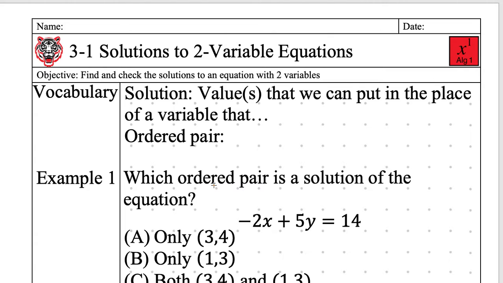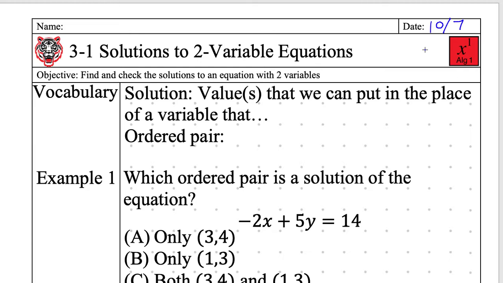All right, so we're in Algebra 1. We have a new seating chart, a new unit, lesson 3-1 today, solutions to two variable equations. So let's start off by reading, I guess our date today is Monday, October 7th, 10/7/19. Who wants to read our objective?